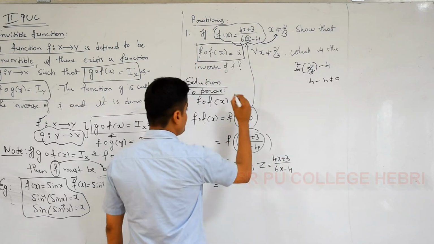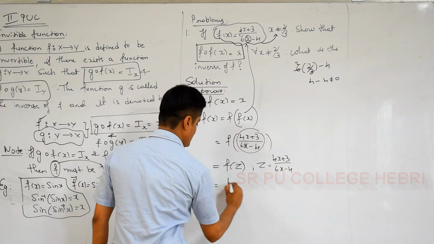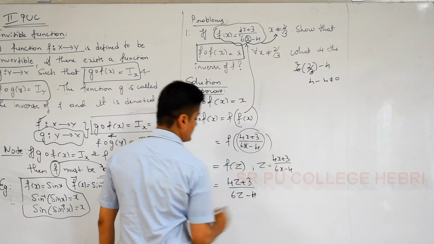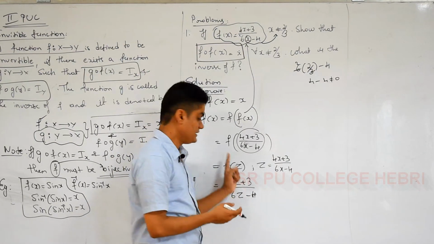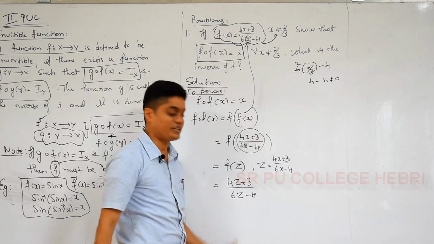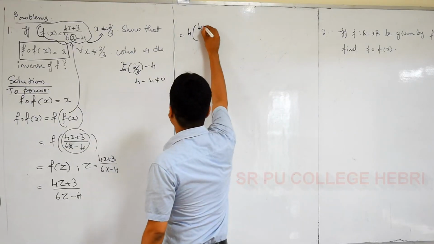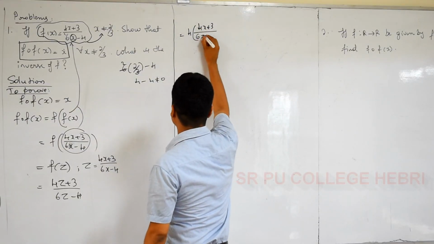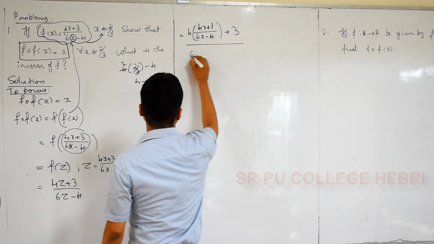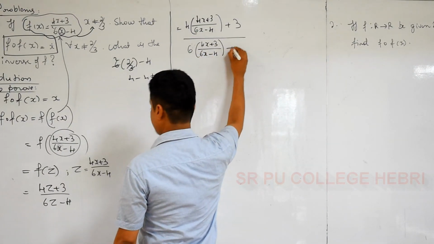So what is f of z? If this is f of x, what is f of z? Can you tell me? f of z is 4z plus 3 by 6z minus 4. Correct? What should we do? Here there is x; replace that x and put z. Very good, right? So 4z plus 3 by 6z minus 4. So that is 4 into (4x plus 3 by 6x minus 4) plus 3, divided by 6 into (4x plus 3 by 6x minus 4) minus 4.